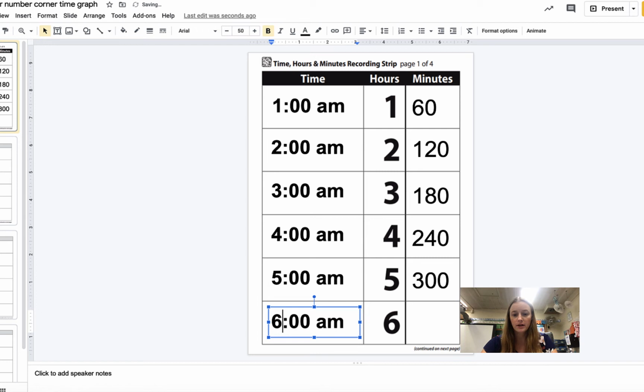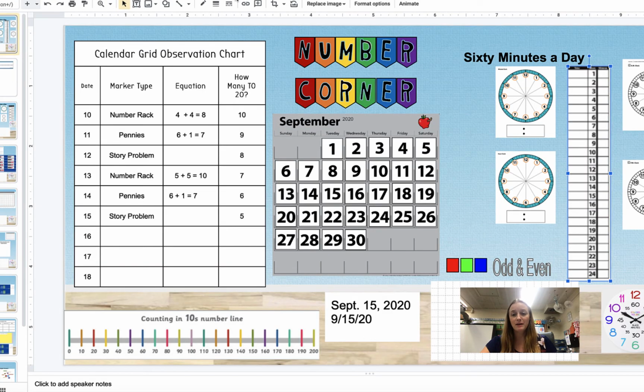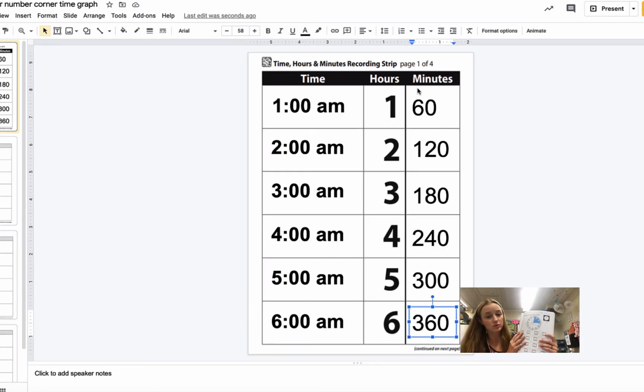Because we're still in the morning. And now we have to add 60 minutes to 300 minutes. This one's kind of an easy one. It's 300 plus 60. So we could go 310, 320, 330, 340, 350, 360. So we're at 360 minutes right now. But on your paper that we have been working on, we have to shade in all the way until we get to 6 o'clock.